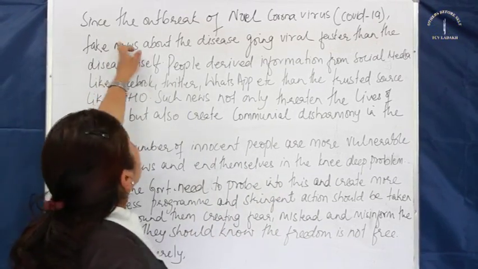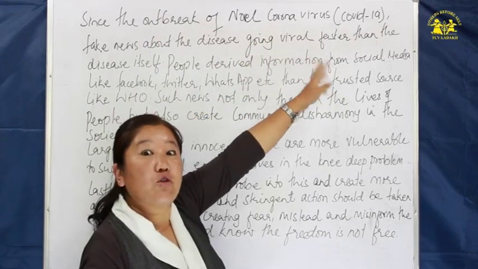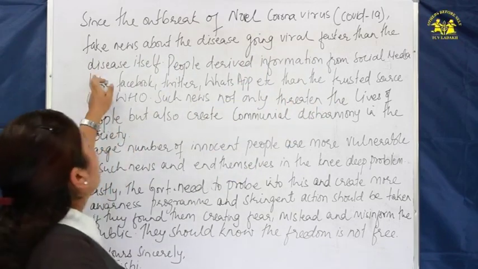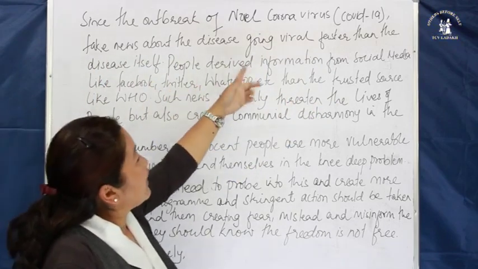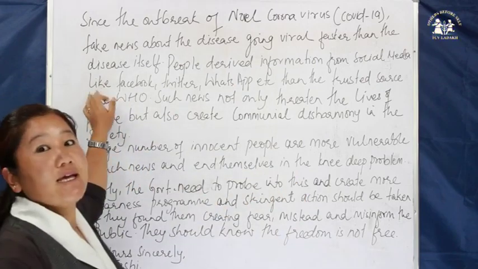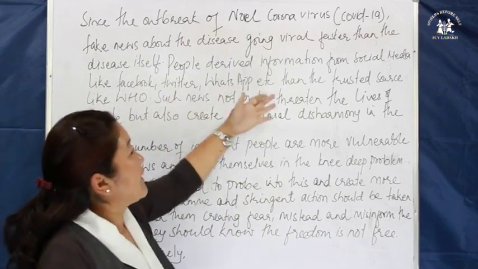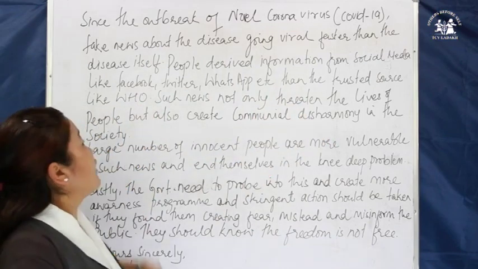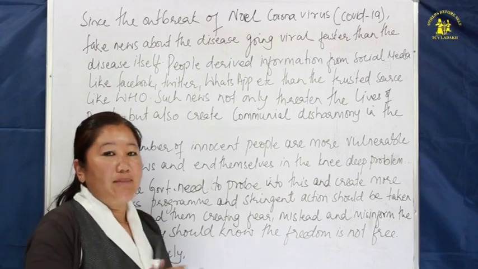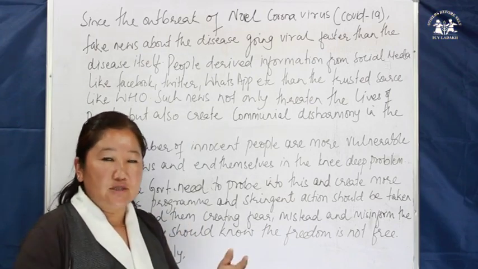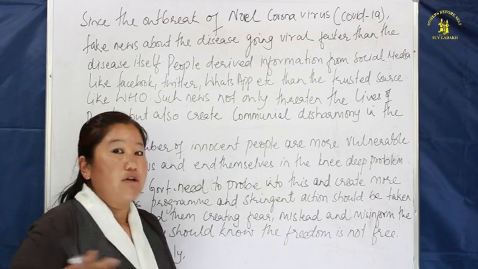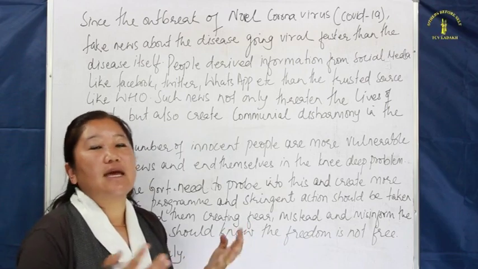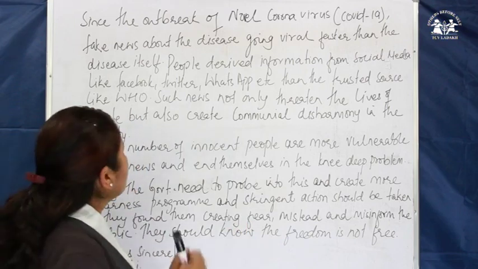Okay, it says that since the outbreak of novel coronavirus, or COVID-19, the fake news about the disease is going viral faster than the disease itself. People derive information from social media like Facebook, Twitter, WhatsApp, etc., rather than trusted sources like WHO. What happens is people go through all those WhatsApp messages and videos, and then they share them. And then people follow this and unnecessarily havoc is created in the society. This should not be done.